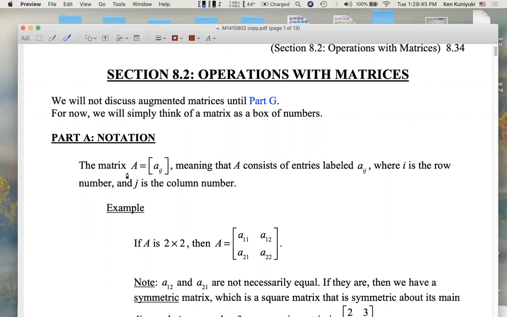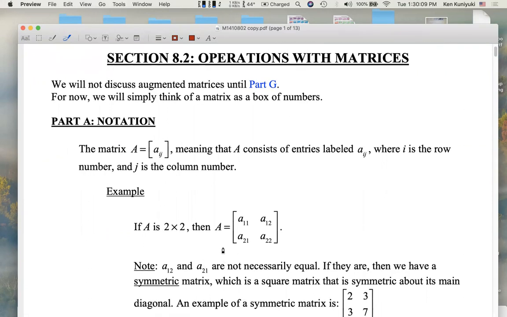So some notation. We often represent a matrix by a capital letter, like capital A, capital B, and so forth. This says that the matrix A consists of entries that we can label as A sub i j, where i is the row number and j is the column number. So for example, in this 2 by 2 matrix, and often in linear algebra, Math 254, you would write out this kind of notation. In the upper left, A sub 1, 1, row 1, column 1.